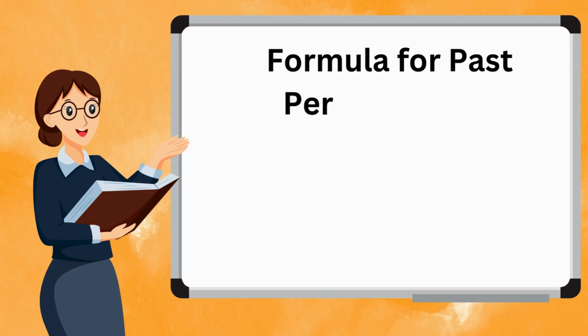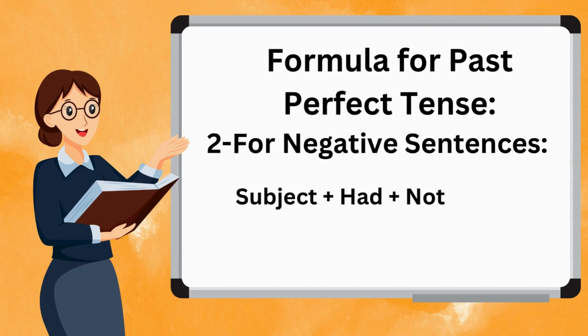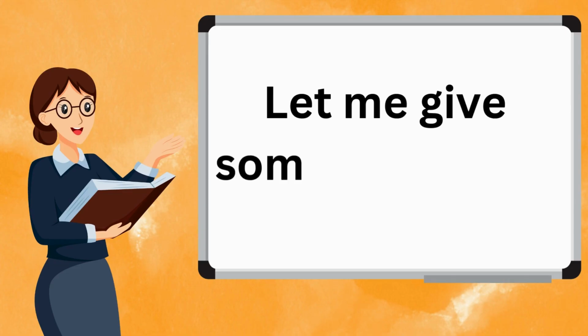Formula for past perfect tense. 2 for negative sentences. Subject plus had plus not plus past participle plus object. Let me give some examples.